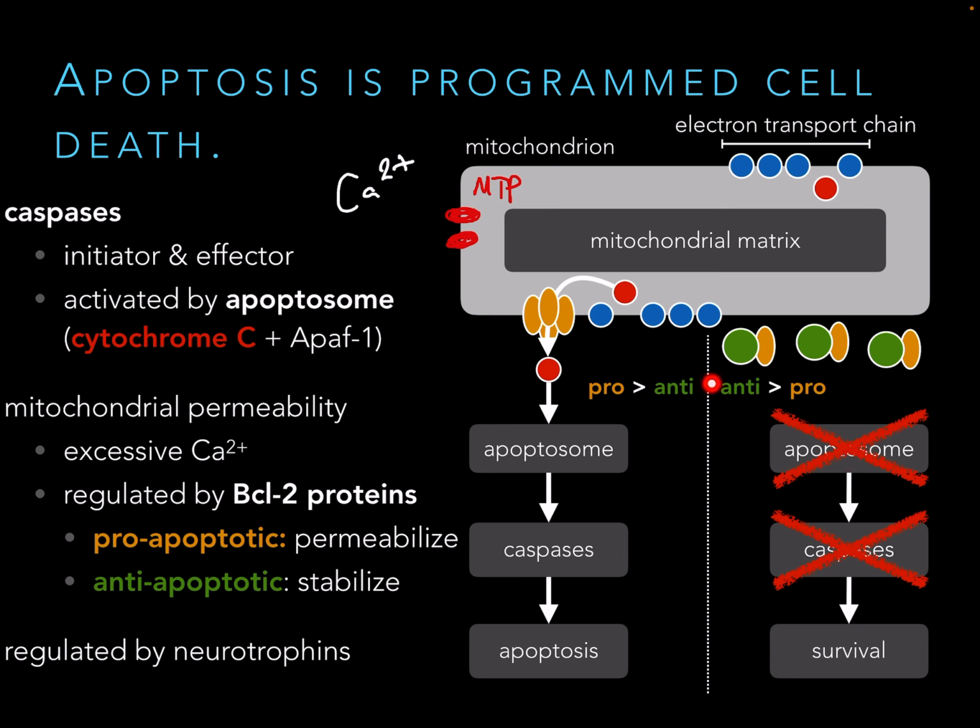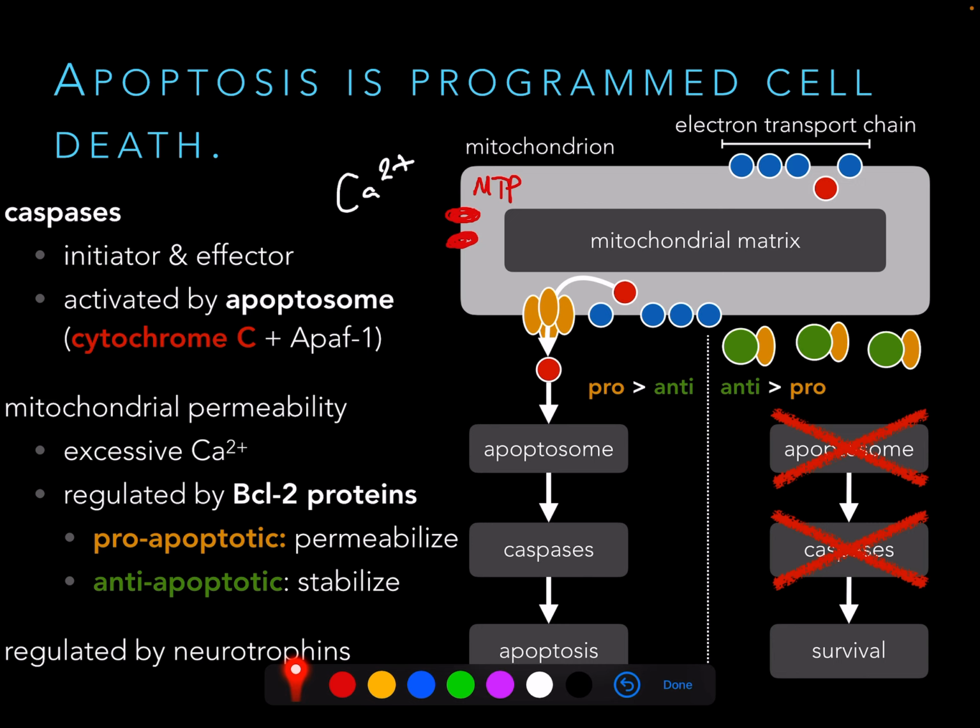Let's consider the scenario on the right. If we have an excess of anti-apoptotic BCL2 proteins, that's the green jelly beans here, they bind to the pro-apoptotic BCL2 proteins and prevent them from inserting into the membrane. That is, the mitochondrial membrane stays intact. Cytochrome C up here can't leak out. There's a membrane in the way. So we don't form the apoptosome, we don't activate caspases, and we do survive.